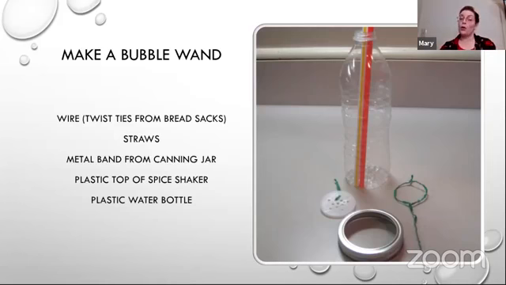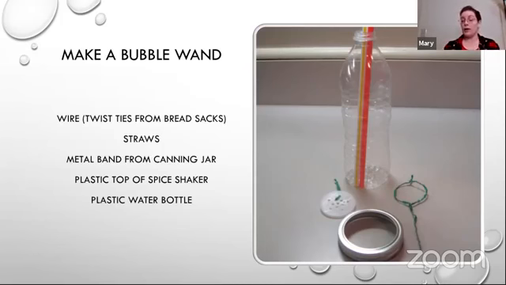So I'm going to show you how to make a bubble wand from some wire. I'm going to be using twist ties from bread loaf sacks. You can use straws. You can use a metal band from a canning jar if you happen to have that around too. You can use the plastic top of a spice shaker, and you can also use a plastic water bottle as well. So I'm going to show you how to create some bubble wands using these materials.